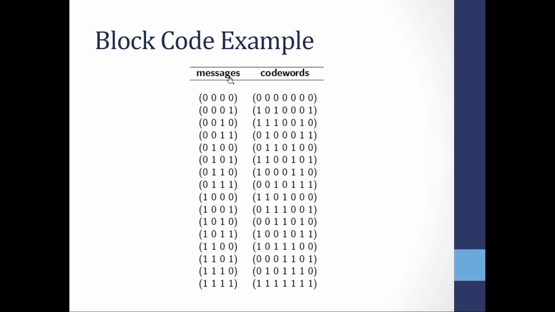You have your messages here. Suppose your message block is composed of 4 digits. The message sequence length is 4 bits. Then how many different possible messages might you get? 16, because 2 to the power 4 is 16. You start from 0000 to 1111.